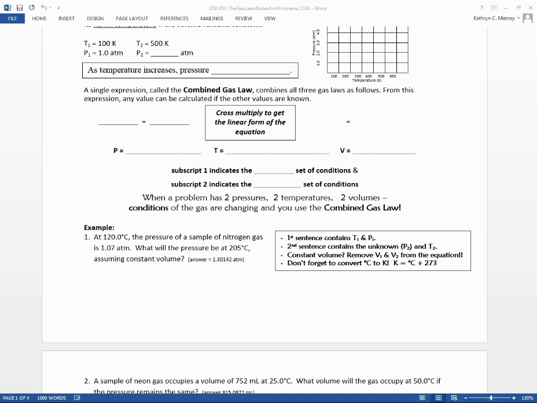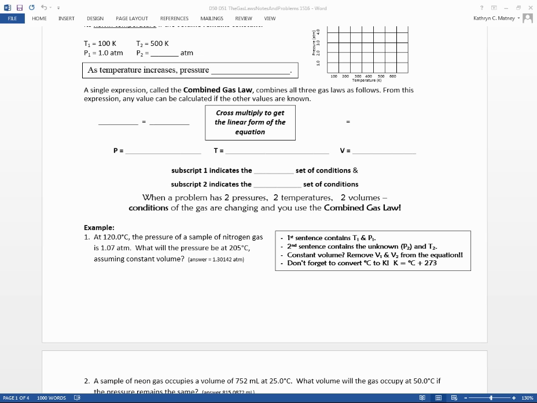273 has been cut off, so don't worry about the sig figs. I'm still going to record it to one decimal place when I record that. What's 120 plus 273? 393.0. I don't worry about that, because that's just a cutoff number anyway. That's going to be a K, not degree K, just K.